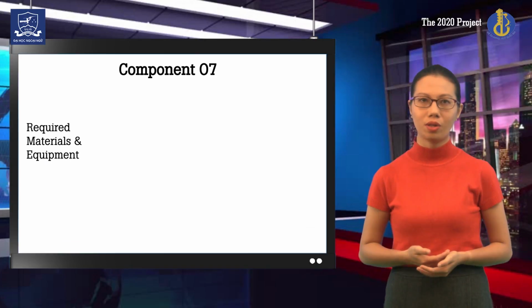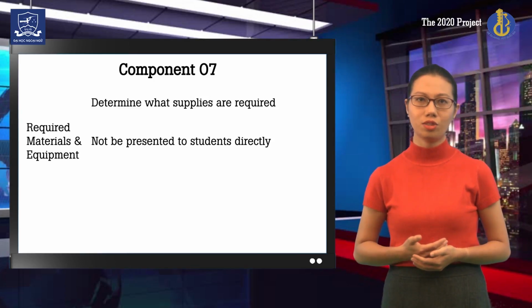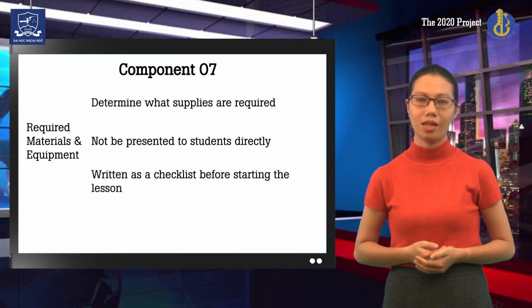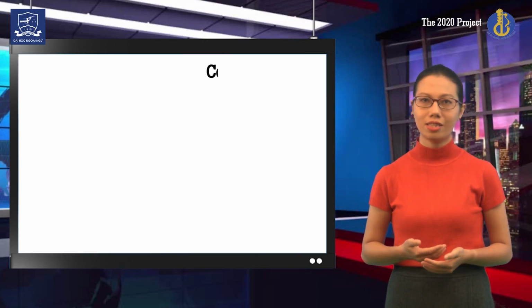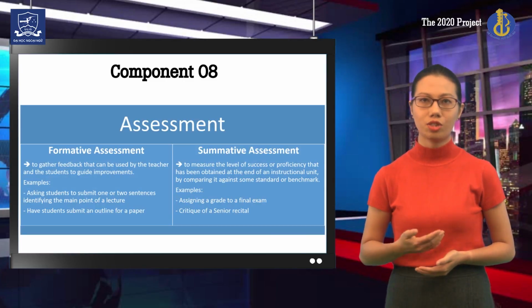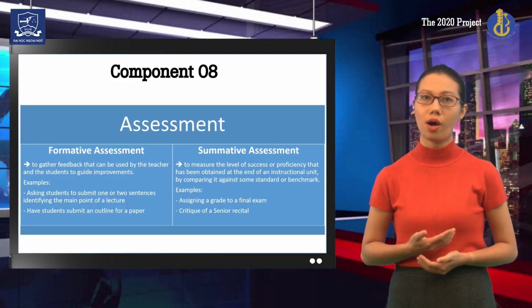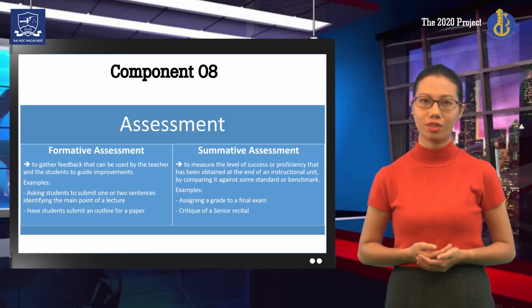Here, you determine what supplies are required to help the students achieve the stated lesson plan objectives. The required material section will not be presented to students directly, but rather is written for the teacher's own reference and as a checklist before starting the lesson. The lesson doesn't end after your students complete a worksheet. The assessment section is one of the most important parts of all. This is where you assess the final outcome of the lesson and to what extent the learning objectives were achieved.